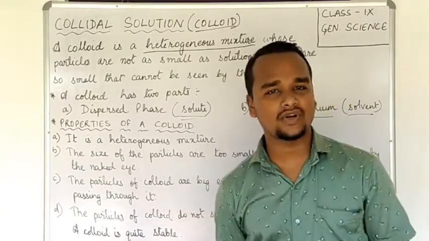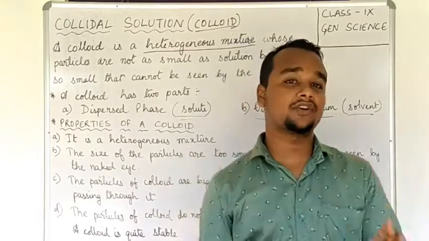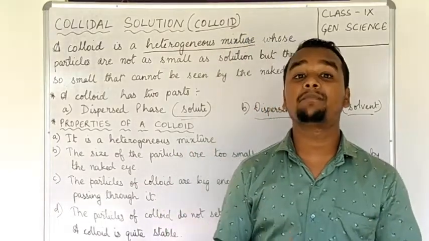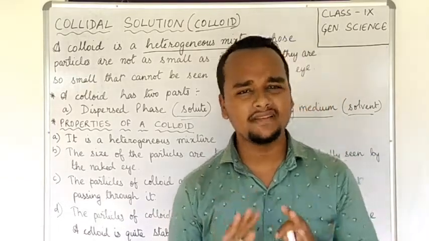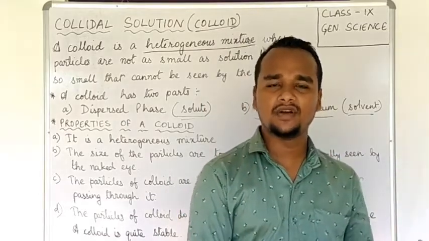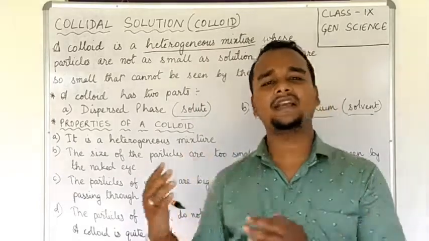I hope you have all understood colloids very well. Remember, a colloid and a suspension are both heterogeneous mixtures, but the difference is this: in a suspension, the particles are big enough to be seen by our naked eye, but in a colloidal solution, the particles are very, very small and cannot be seen by our naked eye. A suspension is highly unstable, whereas a colloid is stable. These are the differences between a suspension and a colloidal solution.